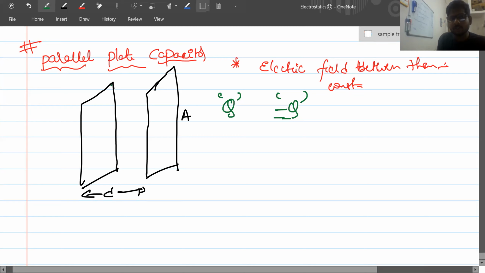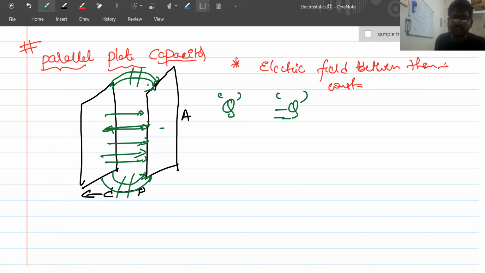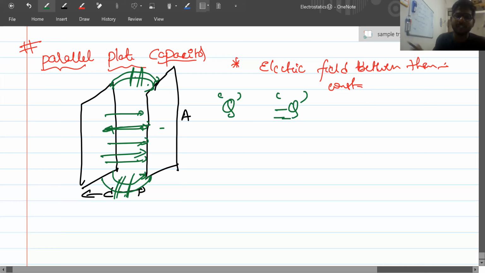Why am I assuming this? If d is very small and the area is big, the electric field will go from the positive charge to the negative charge in between the parallel plates. But on the edges, the electric field will bend like this. We neglect this effect while deriving an ideal parallel plate capacitor. Otherwise the electric field is not constant between the two plates, and if the electric field is not constant, the formula that we apply is not true. So we neglect this fringe effect. Later on we'll study some formulas regarding the fringe effect for advanced or mains exams.